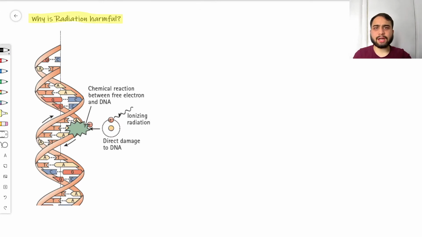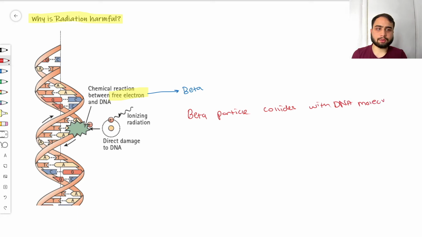Okay, now let's have a look at why radiation is actually harmful. So I have here the chemical reaction between a free electron, which if we remember is just a beta particle, because a beta particle is a high-speed free electron, and a piece of DNA, right? So what actually happens when the beta particle hits the DNA? So the beta particle collides with a DNA molecule. The beta particles are ionizing.